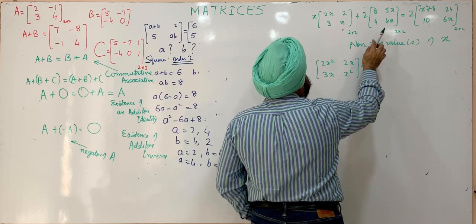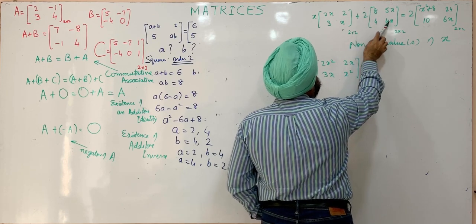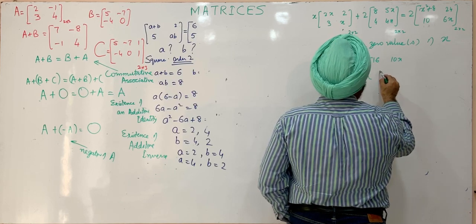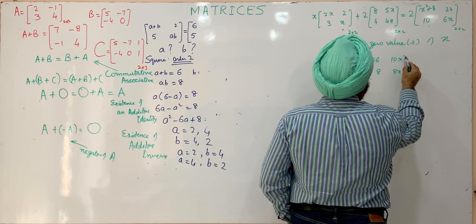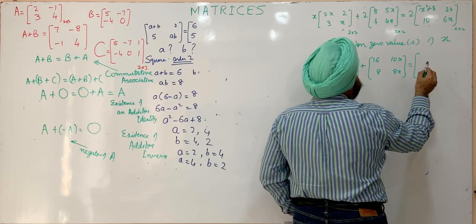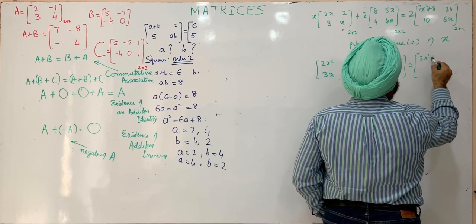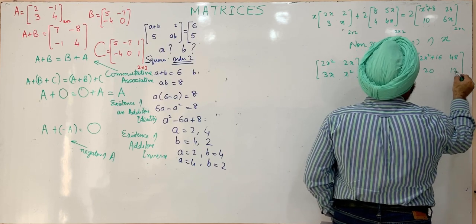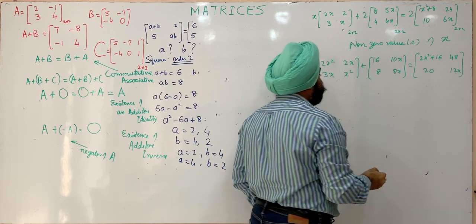Similarly, we multiply second matrix, each element of that by 2. This is 16, 10x, 8. This is 8x. Similarly, on the right hand side, this is 48, this is 20, and this is 12x.